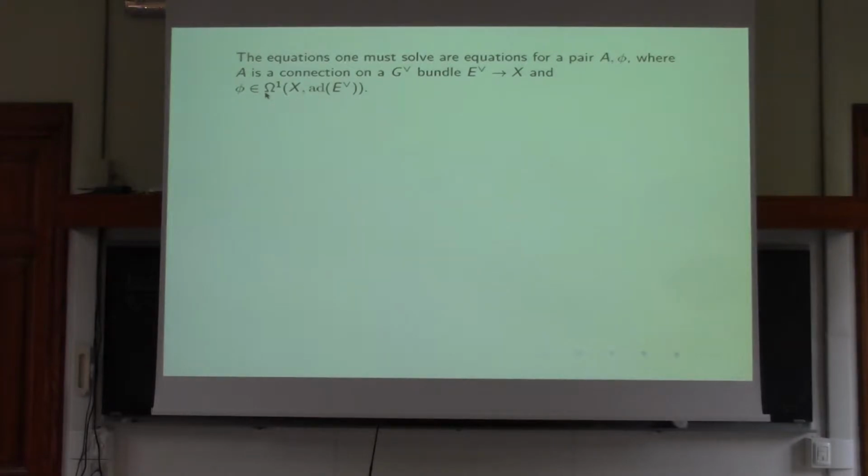So the equations you have to solve are equations for a pair A and phi, where A is a connection on a G dual bundle E dual over X.